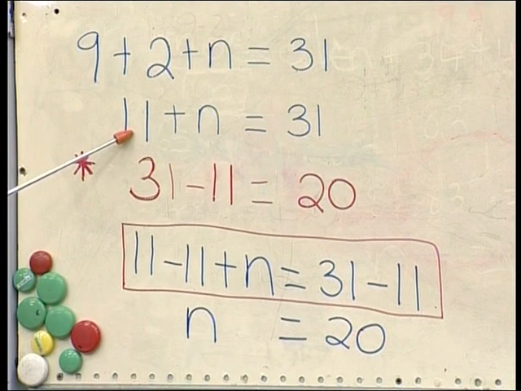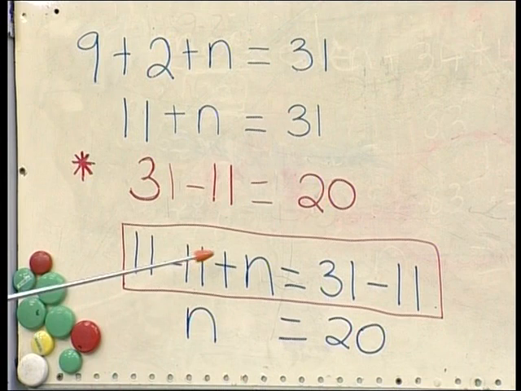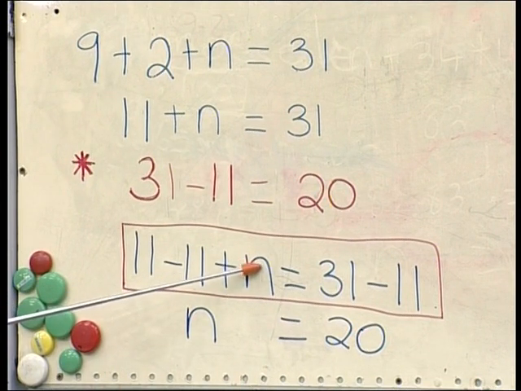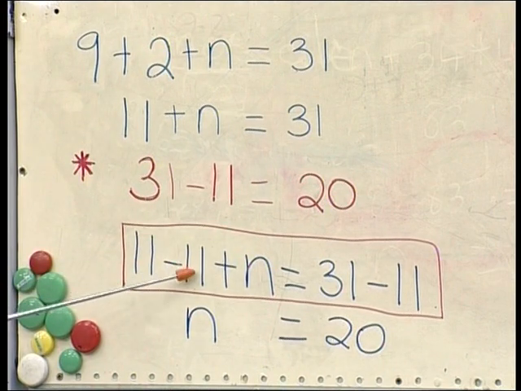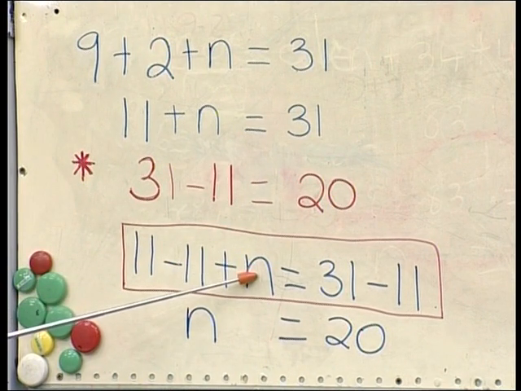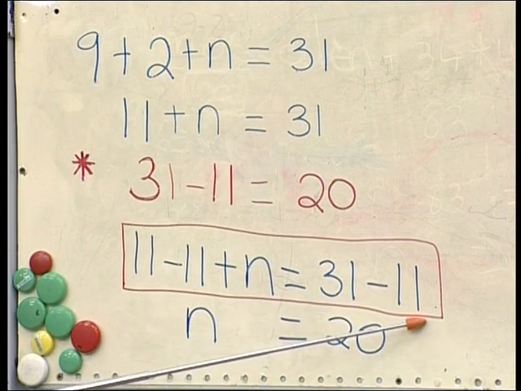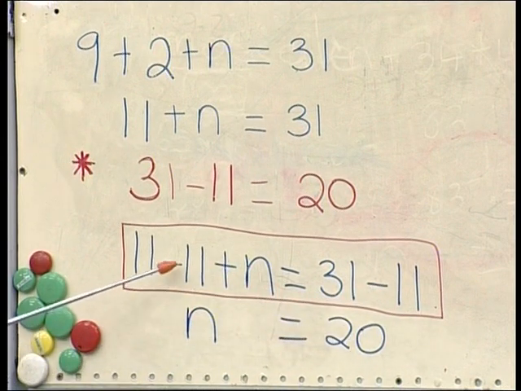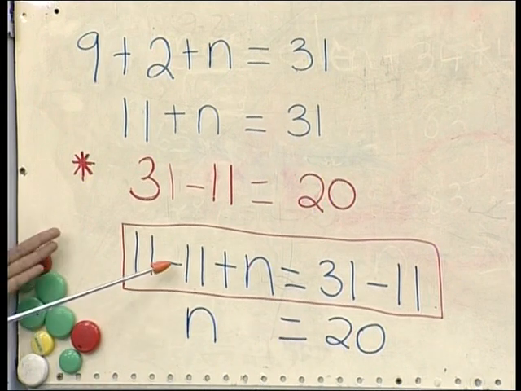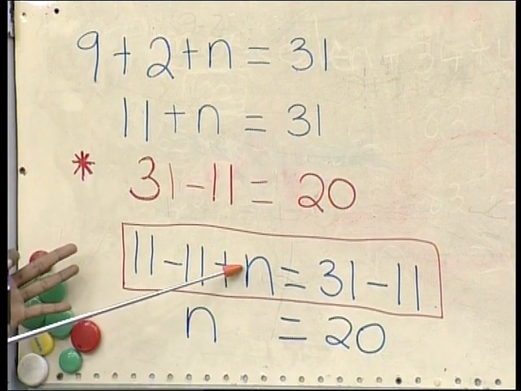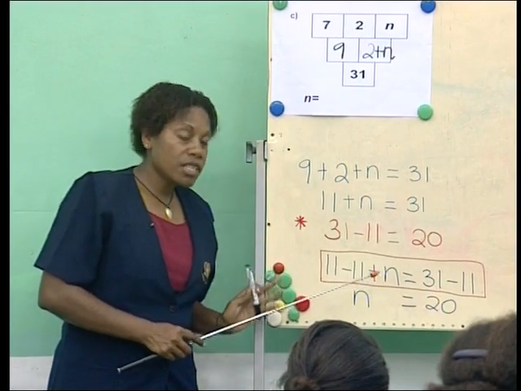From here, you go down to this step here, okay? Receiving students and 7Es, where you have the n. You still show the n, all right? The n must be there. So 11 minus 11 plus n is equal to 31 minus 11. You know why we are subtracting 11? Because we want to get rid of the 11, all right? Get rid of the 11 and leave the n on its own, so we can find the value of n.